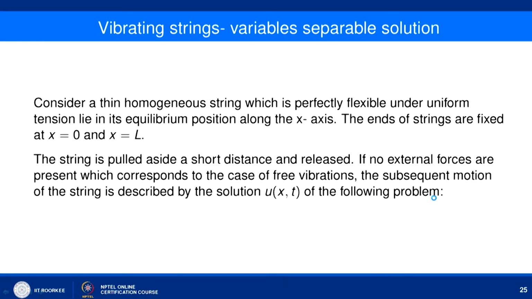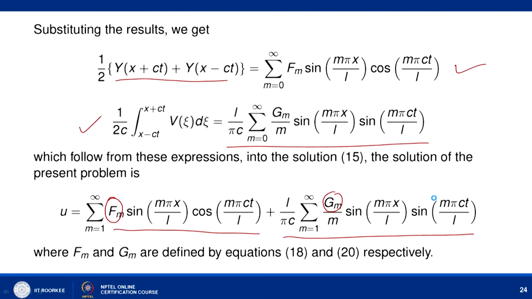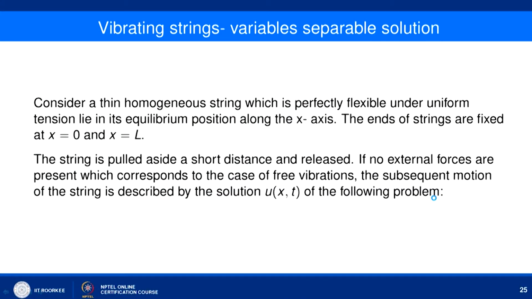So now we have obtained this solution using D'Alembert's solution for the infinite string, and we modified our problem in a way such that we can utilize this D'Alembert solution for a finite string as well. Now let us look at the same problem, and try to find the solution using the variable separable method. Here we consider a thin homogeneous string which is perfectly flexible under uniform tension, lying in the equilibrium position along the x axis. The ends of the string are fixed at x equal to 0 and x equal to L.